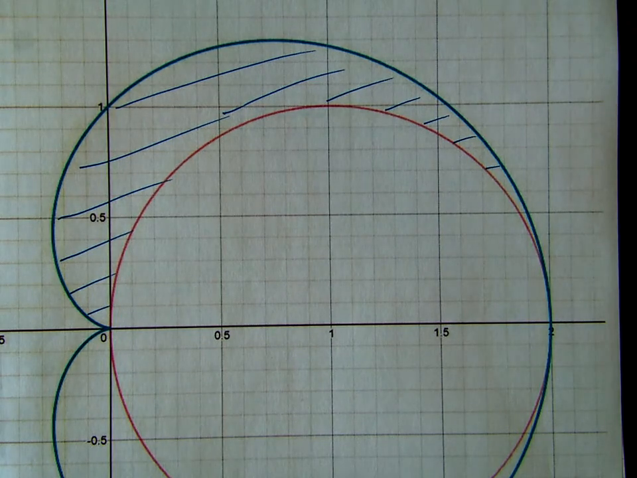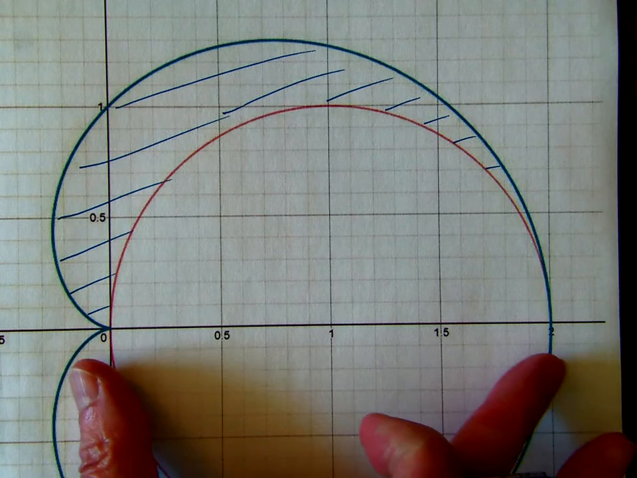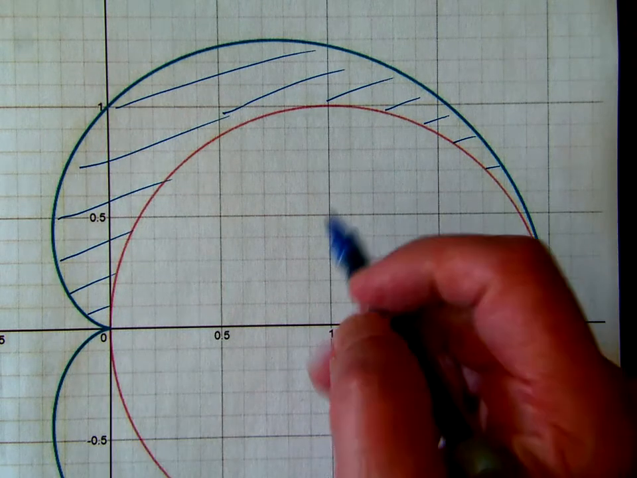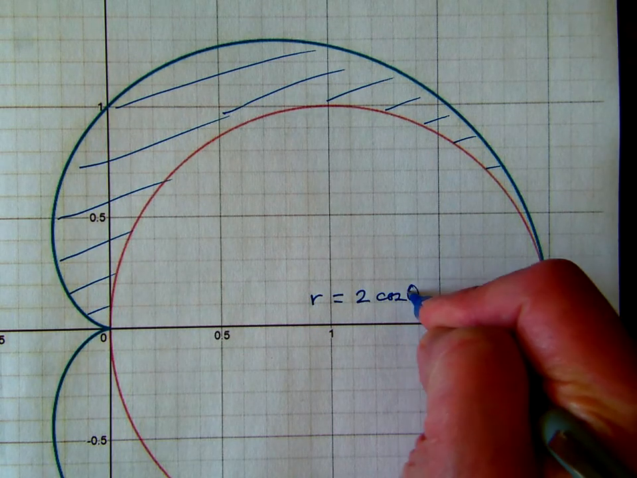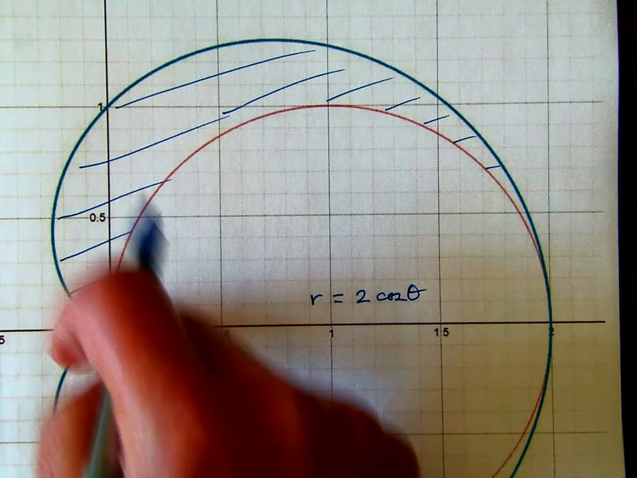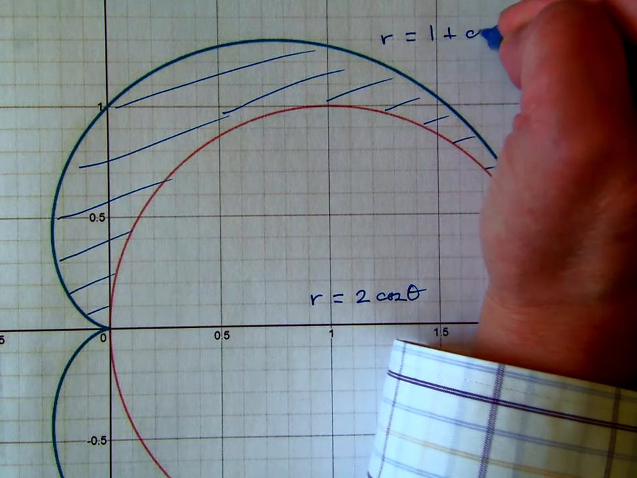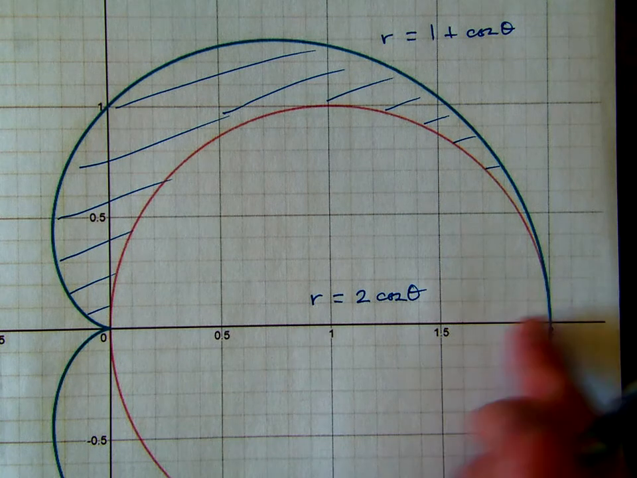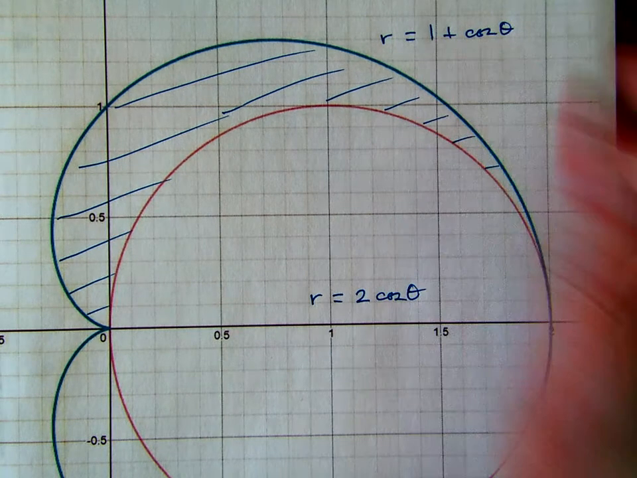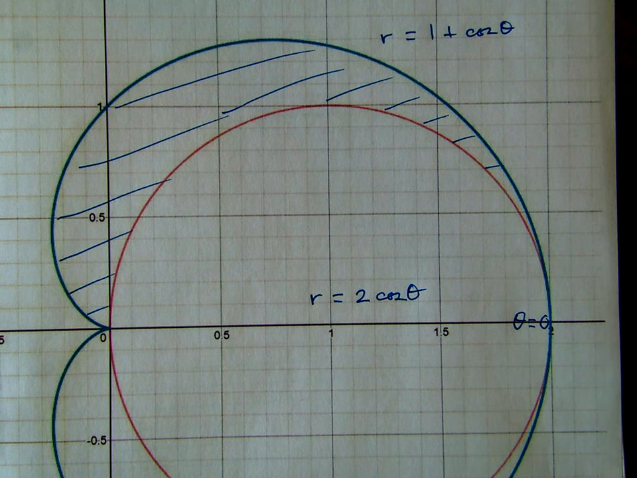But let's remember what these curves are. This is a circle of diameter 2 that's off-center. This is r equals 2 cosine theta. This is one of our old cardioid buddies. It's r equals 1 plus cosine theta. Plug in 0, you get 2. Plug in 0, you get 1 plus 1, you get 2. So this is where theta equals 0. No surprise to anyone. But check this out.